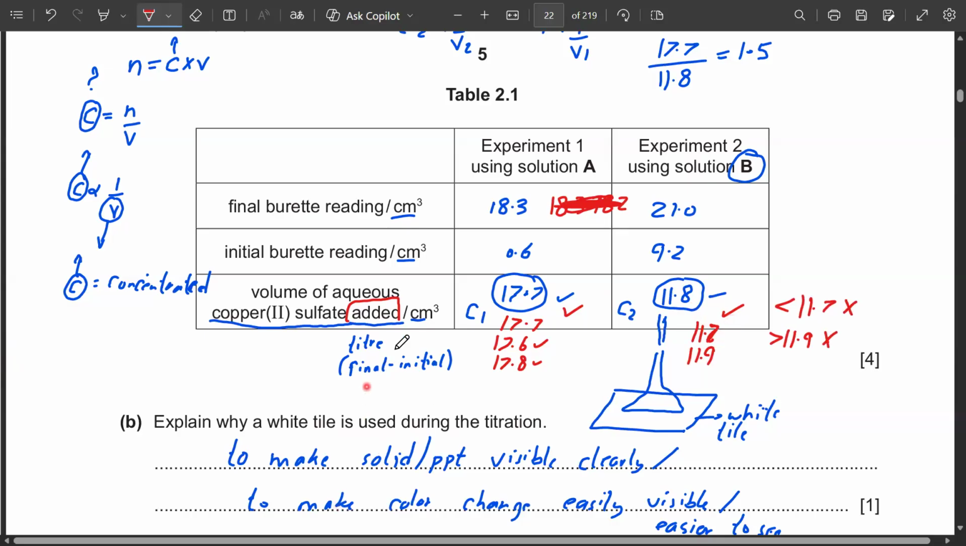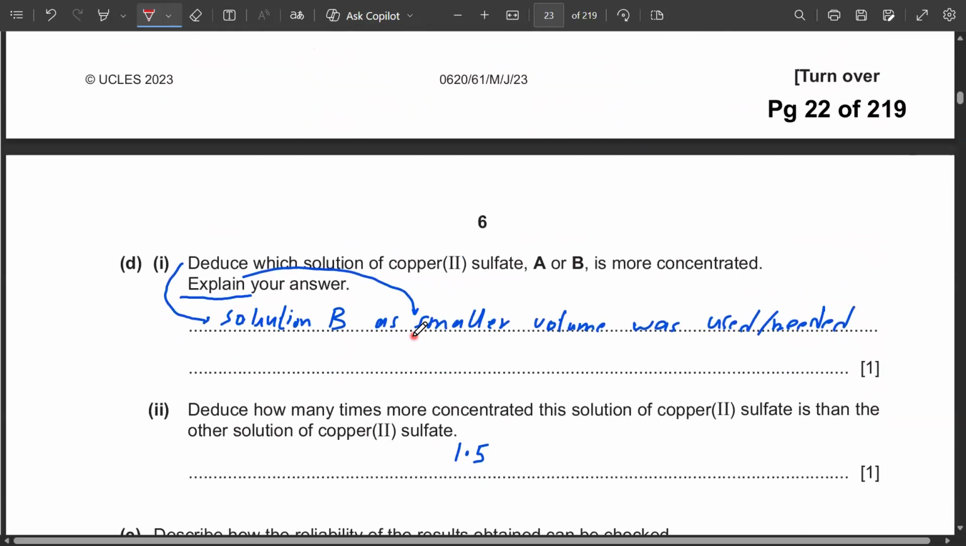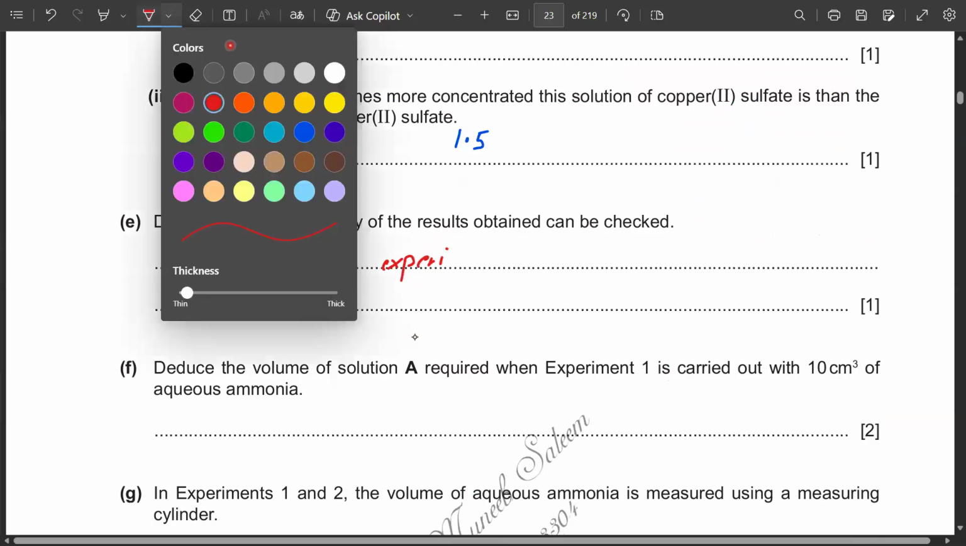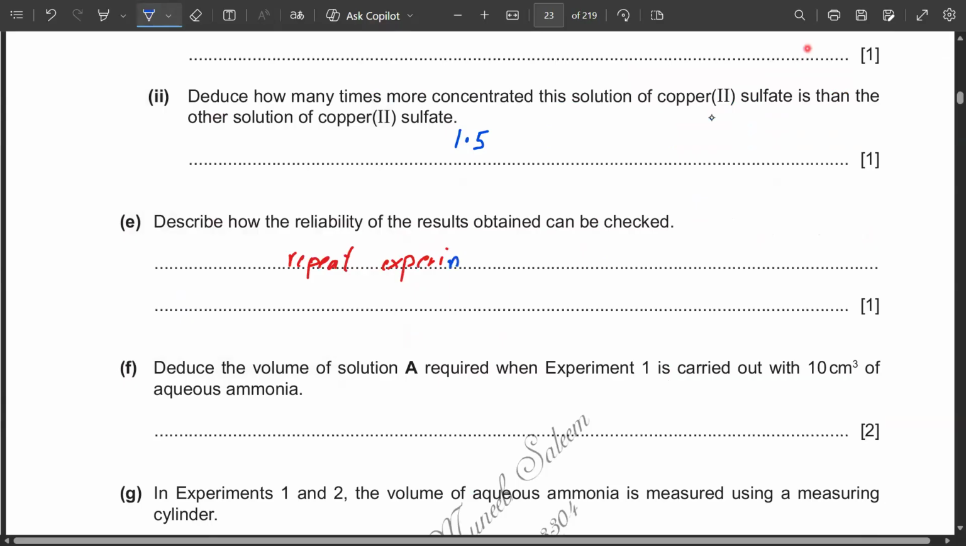So what we said is, we should repeat the experiment and compare the results. Repeat experiment, and compare results.